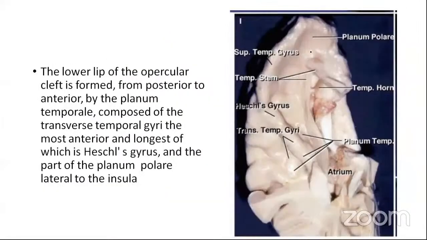The lower lip of the opercular cleft is formed from posterior to anterior by the planum temporale, composed of the transverse temporal gyri, the most anterior and longest of the Heschl gyri, which we discussed previously in the temporal lobe, and the part of the planum polare lateral to the insula.